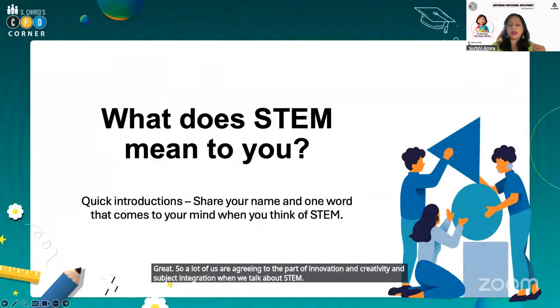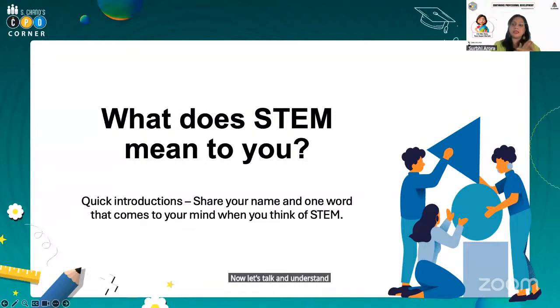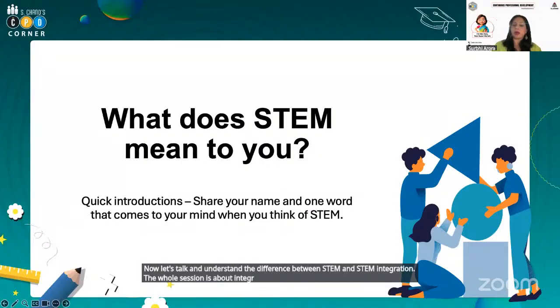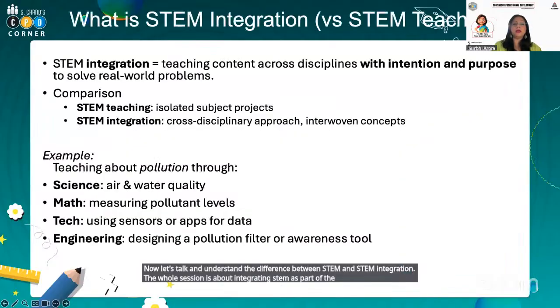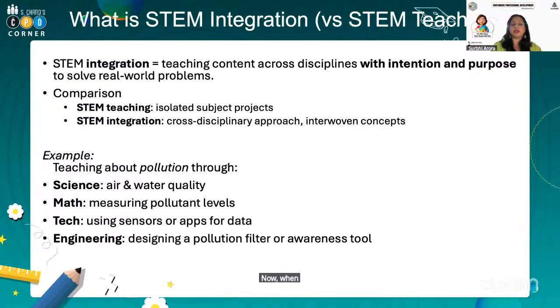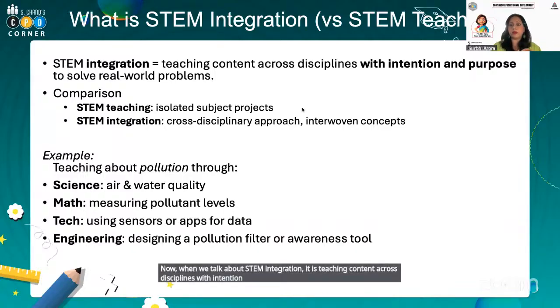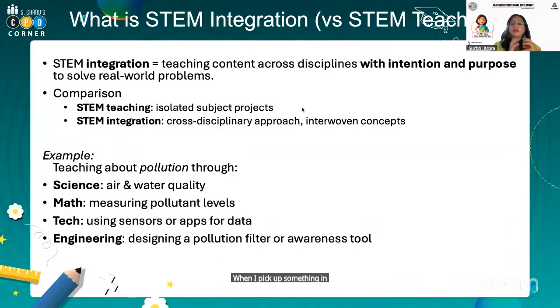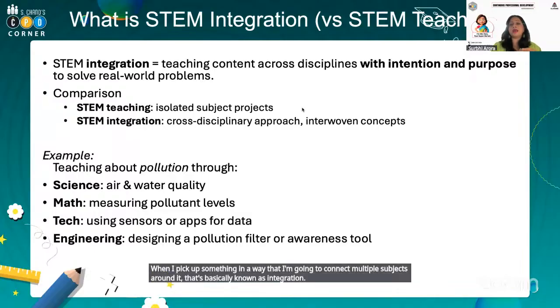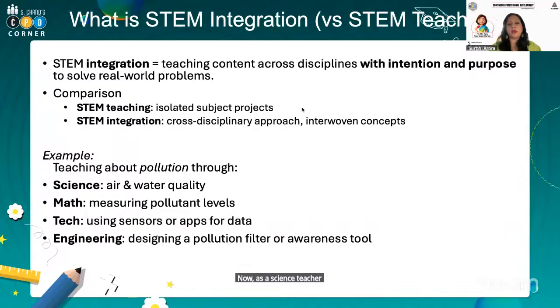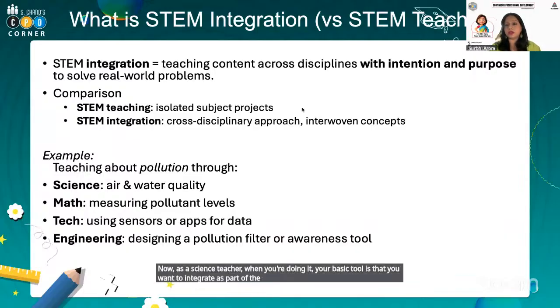Now let's understand the difference between STEM and STEM integration. The whole session is about integrating STEM as part of the curriculum and how we can do that. When we talk about STEM integration, it is teaching content across disciplines with intention and purpose to solve real world problems. When I pick up something in a way that I'm going to connect multiple subjects around it, that's basically known as integration. Now, as a science teacher, when you're doing it, your basic tool is that you want to integrate as part of the science curriculum that you're teaching in classrooms.